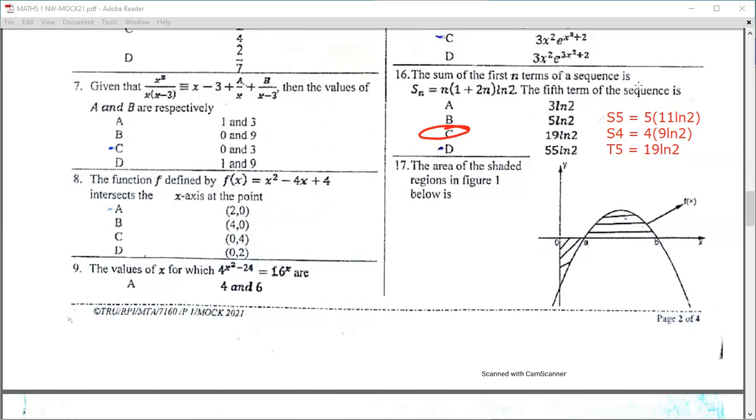Okay, question number 17. The area of the shaded region in this figure is, so what is this shaded region? This shaded region is the integral of this curve, the integral of f of x from 0 to a of f of x dx, plus the integral now from where to where? From a to b of f of x dx.